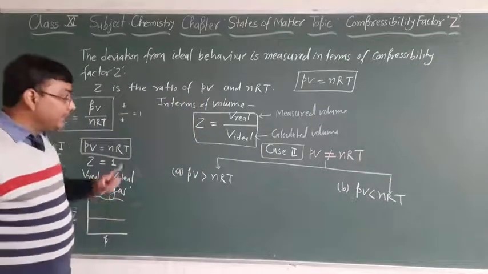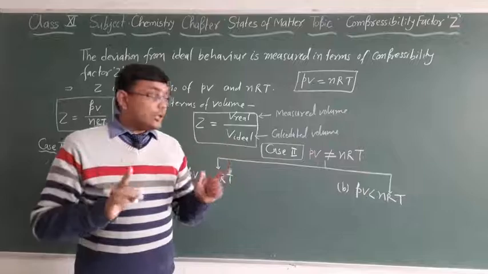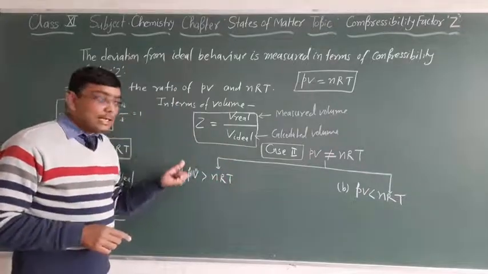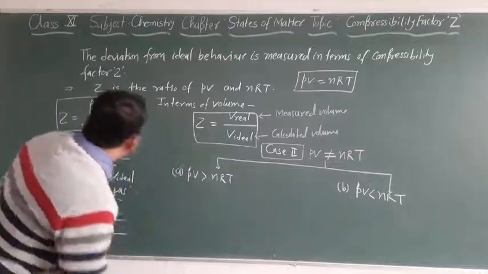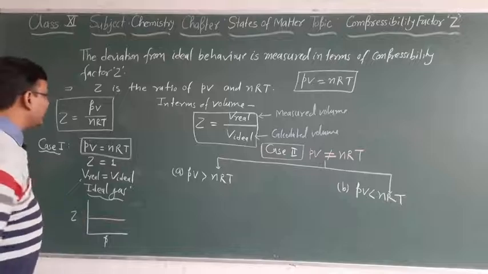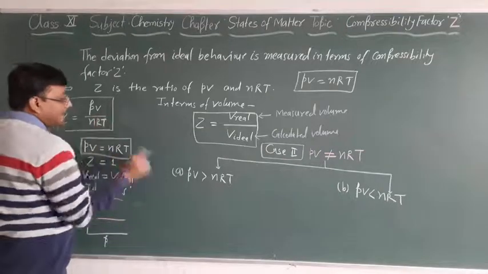There are two possibilities. PV is not equal to nRT means there are two possibilities: PV may be greater than nRT or may be less than nRT. Now try to understand; I will explain with the help of some values. PV is greater than nRT.